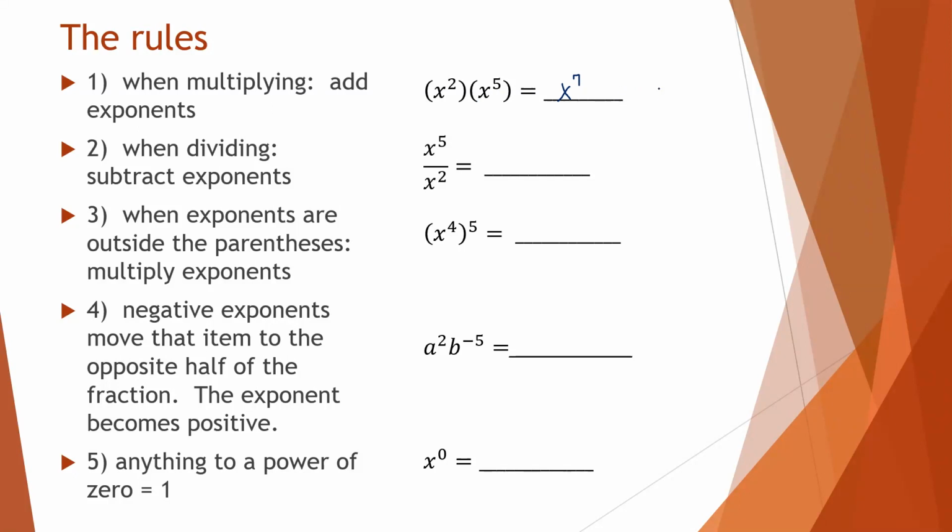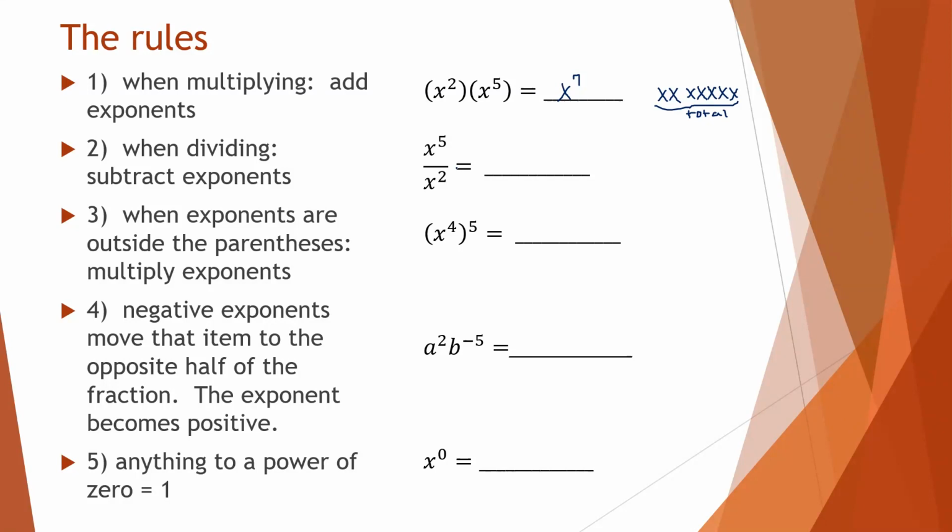How does that work? Well, x squared is x multiplied by itself, so there are 2. X to the fifth is x multiplied by itself 5 times, so that gives me 5. And if I count them all up, there's a total of 7. And so that's why I can use addition rather than having to write them all out.